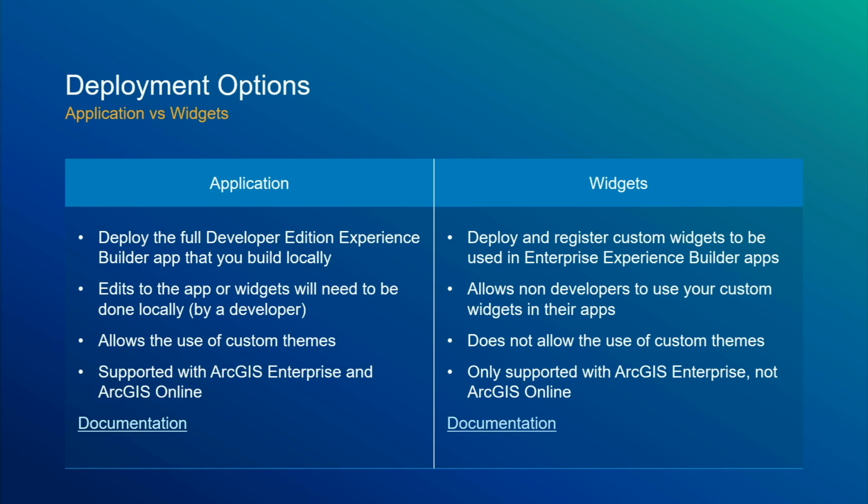When you decide to use Developer Edition, there's 2 options for developing and deploying your content. The first option would be to develop the entire application locally and deploy it to one of your servers. The pros of this option are you can use it in both ArcGIS Online and ArcGIS Enterprise. You can use custom themes, which we'll get into in just a little bit. And you also have to make all of your edits locally.